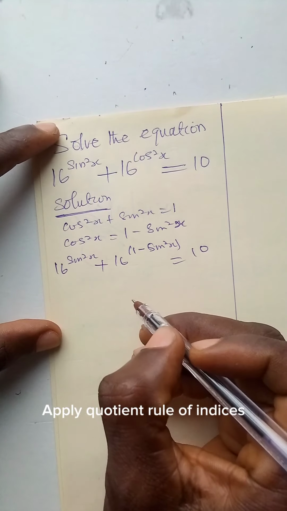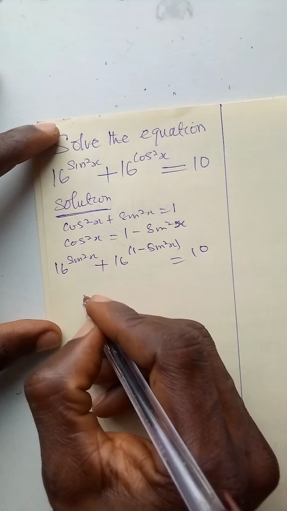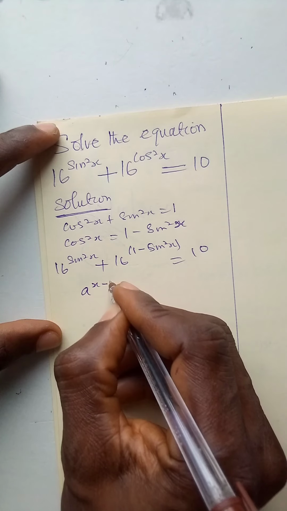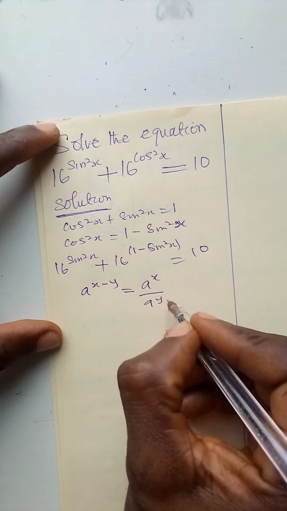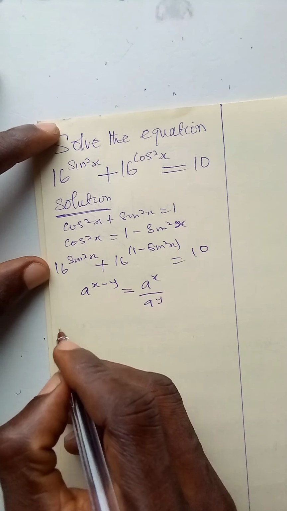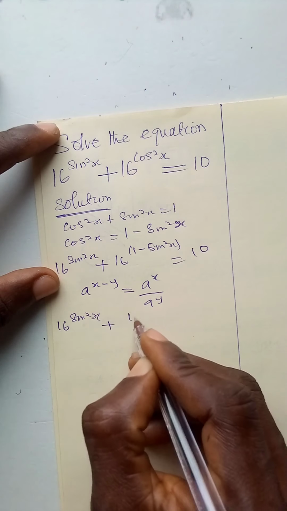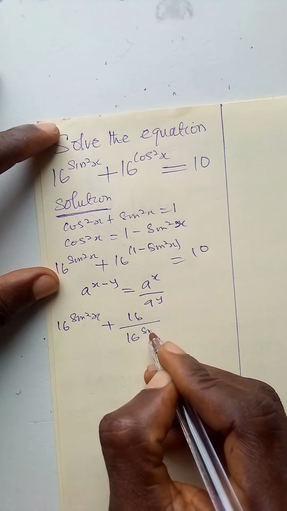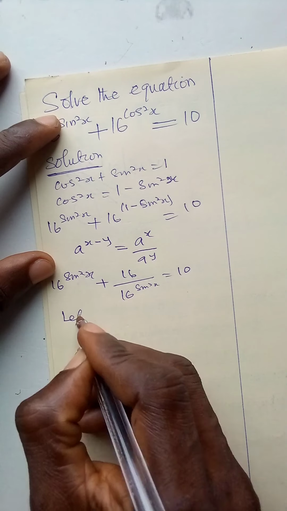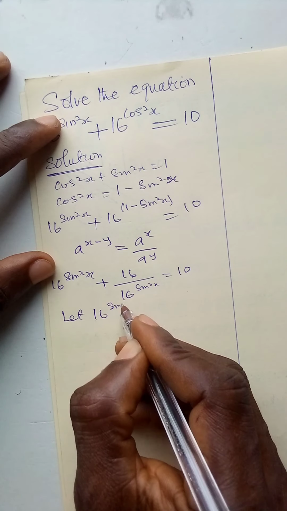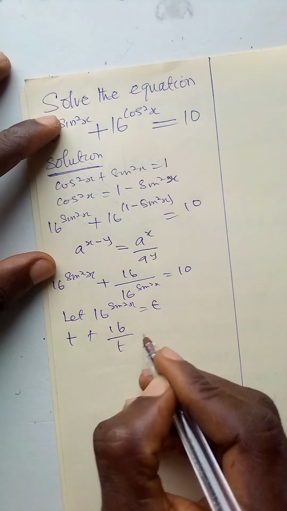We also need to apply another law, a law in indices, which is a raised to power x minus y gives us a raised to power x over a raised to power y. So we'll apply this law here. It becomes 16 to power sine squared x plus 16 over 16 to power sine squared x is equal to 10. Now to solve this equation, we will let 16 to power sine squared x equal t. So there's a t here, and 16 over t is equal to 10.